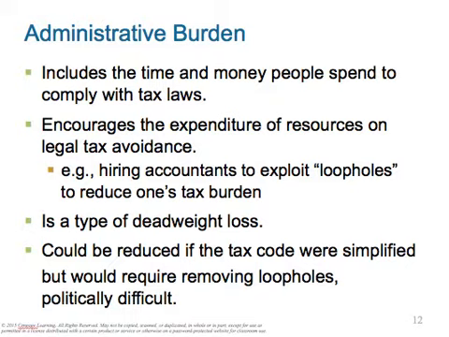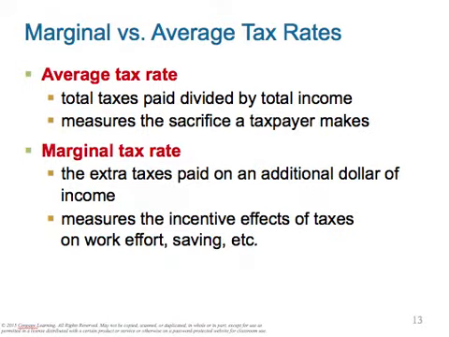The administrative burden could be reduced if the tax code were simplified, if it was not so hard to comply with, if there weren't so many ins and outs. But it would require removing loopholes, which is politically difficult because people fought to get those loopholes there. They're going to fight to keep them in.